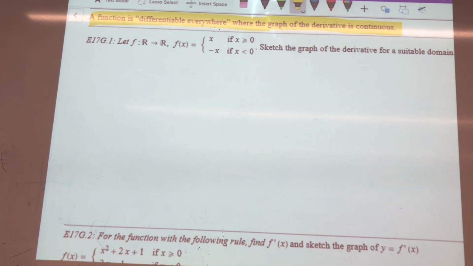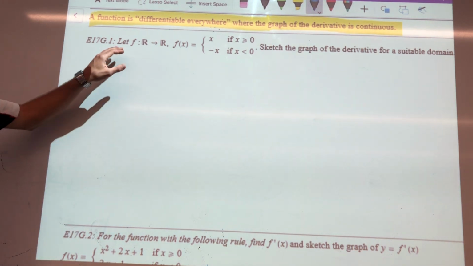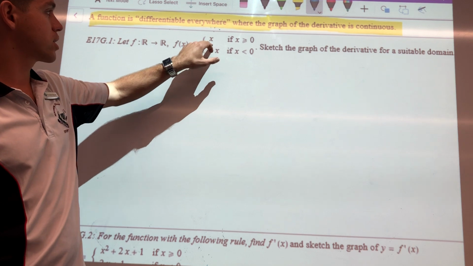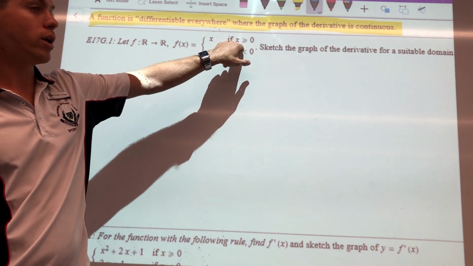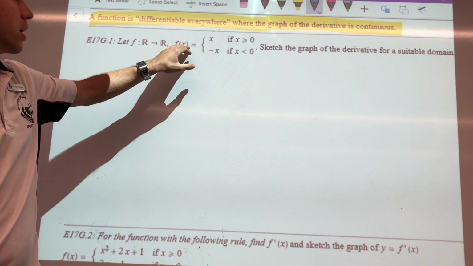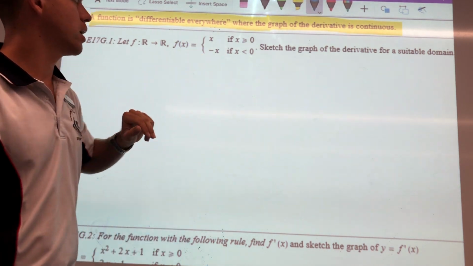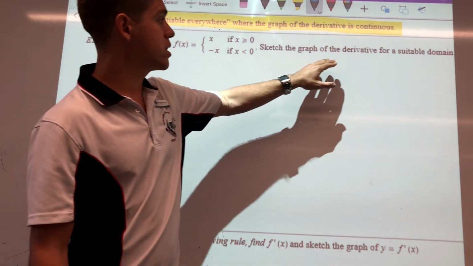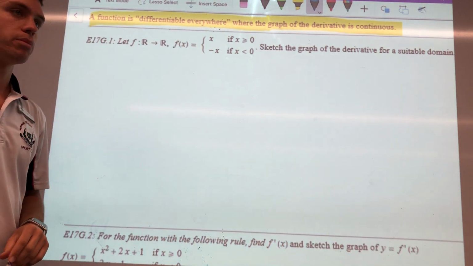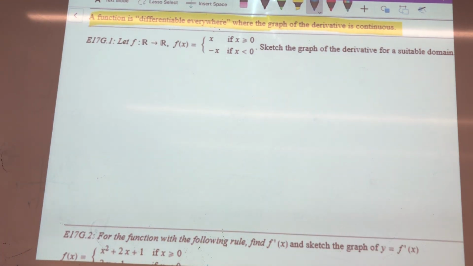So, how can we apply this to some problems? Let f be this hybrid function where, if x is greater than or equal to 0, it has the value of x, but if x is less than 0, it has the value of negative x. Sketch the graph of the derivative for a suitable domain. Let's write down what our function f is. I know it's listed above, but I want to have this written by hand, where x is greater than or equal to 0, and x is less than 0.